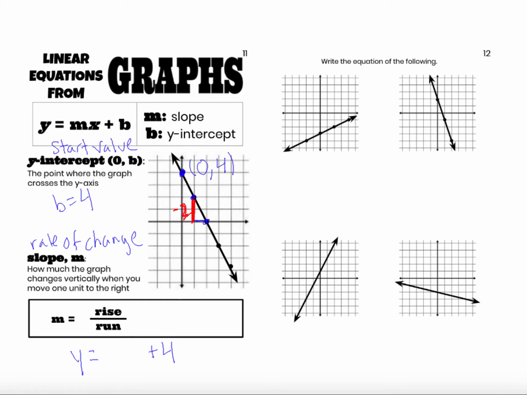That up or down is my rise. So for this particular graph, my rise is negative 2. Again, it's negative because when going from left to right, I'm going down for my slope triangle. And then my run is how much I'm going to the right, which is 1. Negative 2 over 1 gives me a slope of negative 2. That means my equation is y equals negative 2x plus 4. Again, the rate of change is what I identified before. When x goes up by 1, y goes down by 2. But for a graph, we use the word slope.